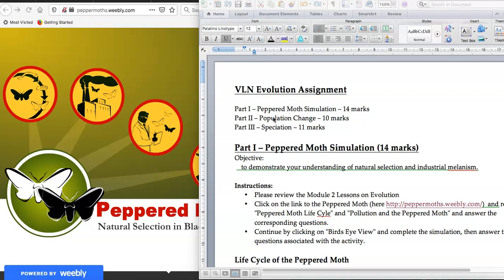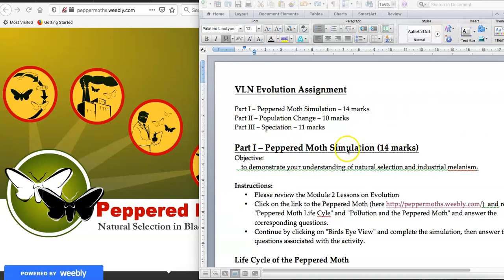And part 3 is speciation. This one is the most open-ended, probably requires the most thinking, and is the hardest to just Google and find the answer. But that's a good thing. So I'll walk you through that and spend the most time with that. So let's jump into it.